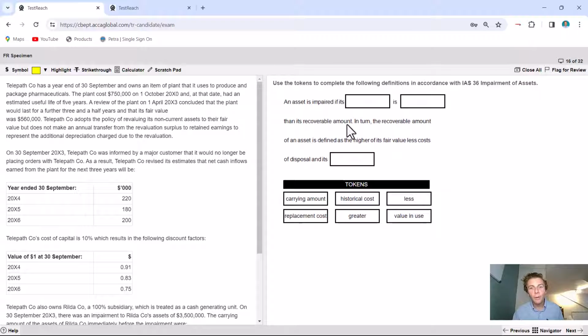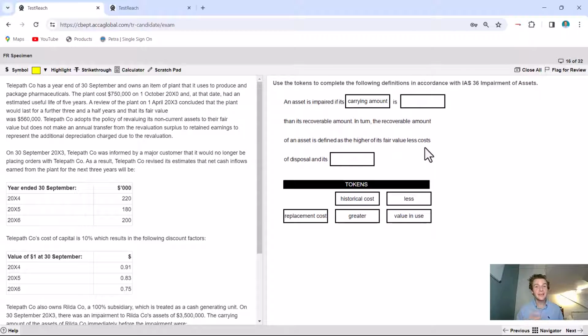In other words, what is the actual asset that you have currently worth? Or in turn, the recoverable amount of an asset is defined as the higher of its fair value, less costs of disposal, and, well, I'm trying not to give it away so you can go, I know what it is, James. I know the answer. So then you've got to say, right, we know this box here is either going to be less or greater, but to demonstrate your knowledge, it's going to be what is known as the carrying amount. That's the value of the asset within the statement of financial position, less any accumulated depreciation.